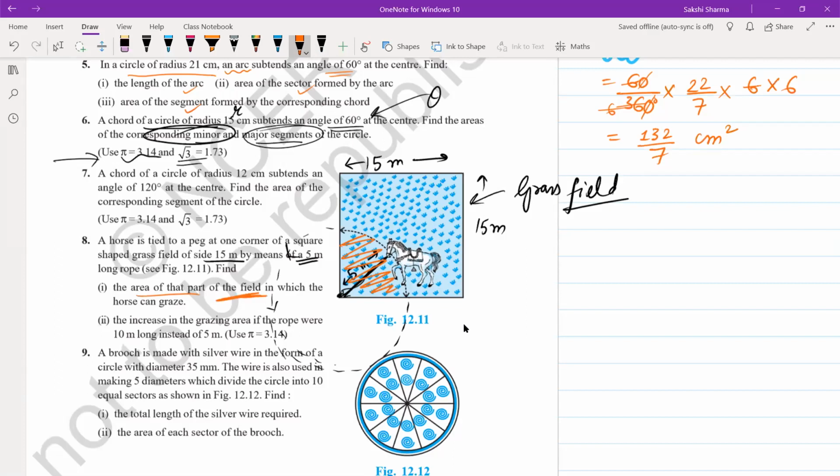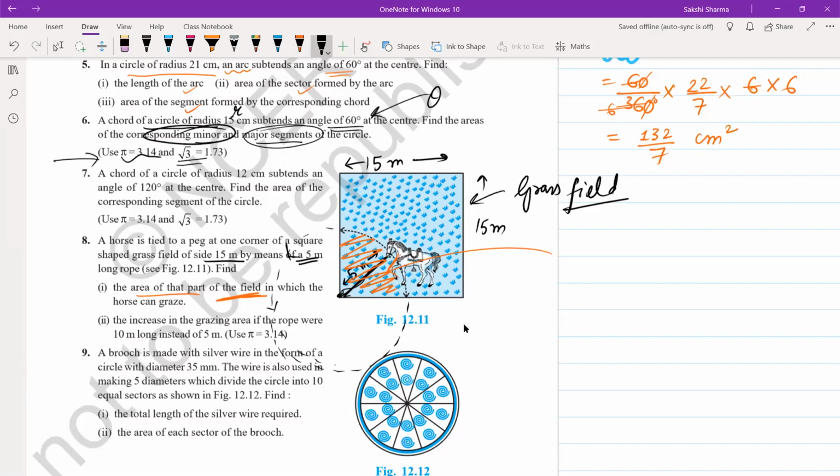Although the horse can move around this stake in a circular way, circular path में वो move कर सकता है, horse के पास एक circular area available होगा, लेकिन आपको सिर्फ इस field के अंदर check करना है कि how much area is available to the horse for grazing. So what do you think about this?